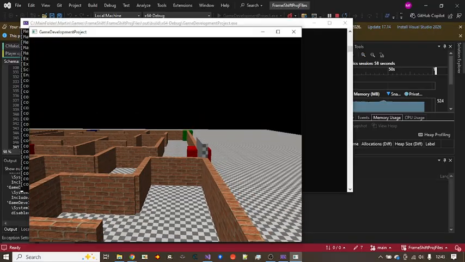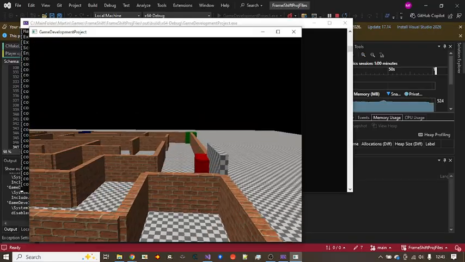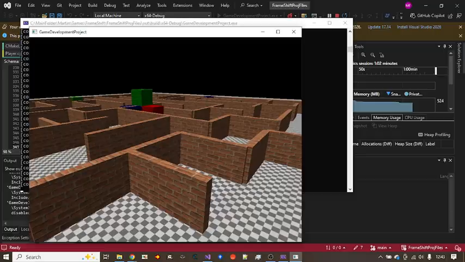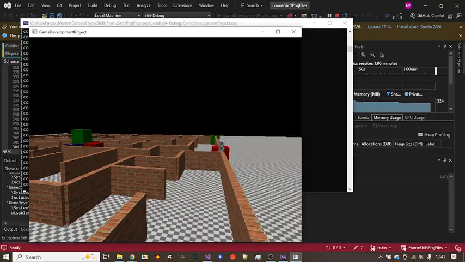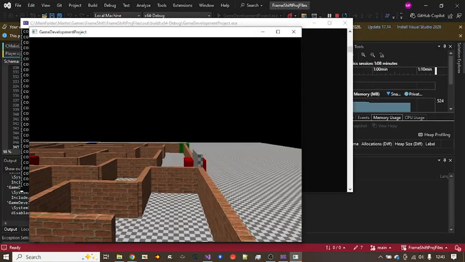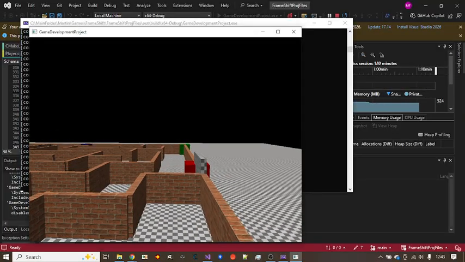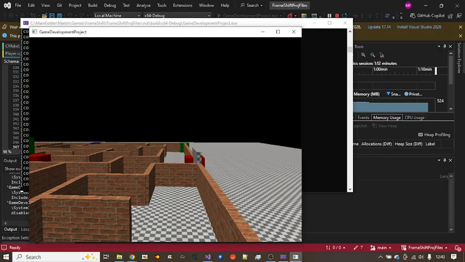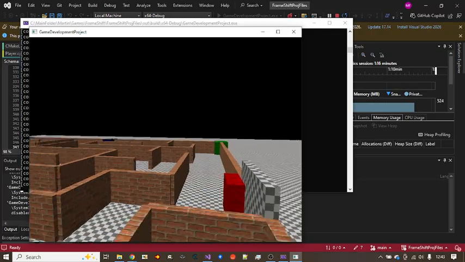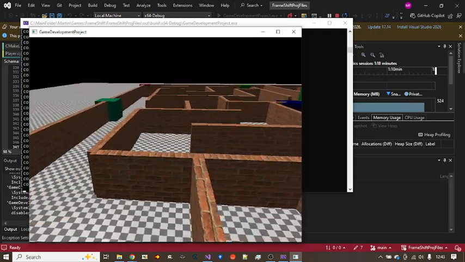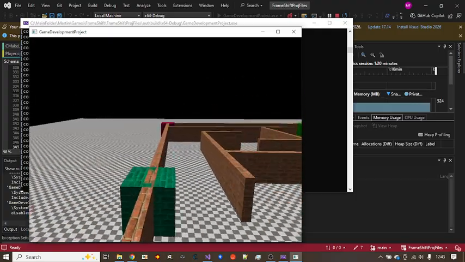But this would be the entrance of the maze anyway, or not the entrance, but the starting position here. I need to reduce the size of the kinematic collider on the player because you can see it's a little bit horrible, a little bit difficult to move in there. These corridors are 2 units wide, but you see you can navigate around.